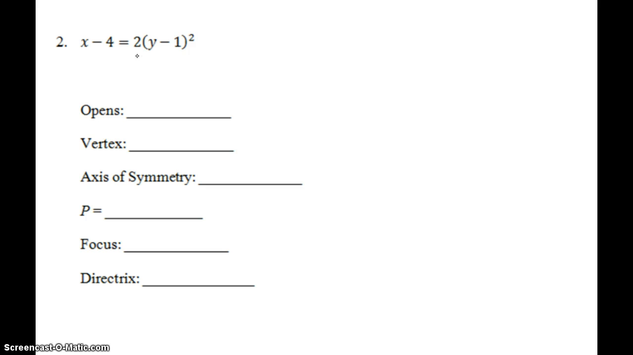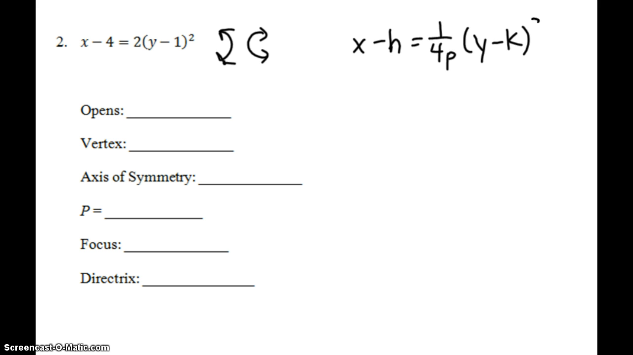In problem number 2, we notice that x appears first, so this is a parabola that's either going to open left or it's going to open right. This is the formula that you are going to get. You have to know that this is what we need for left and right parabolas. It's not going to say that this is a horizontal parabola. You just need to know. Now, because the parabola either opens left or right, we need to take a look at the number in front of the parentheses. Because the number is positive, it opens to the right. If the number was negative, it would open to the left.